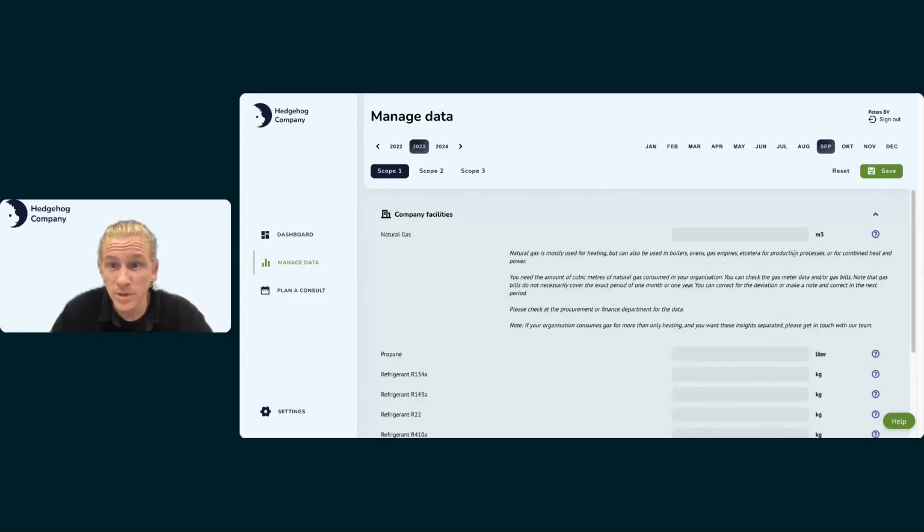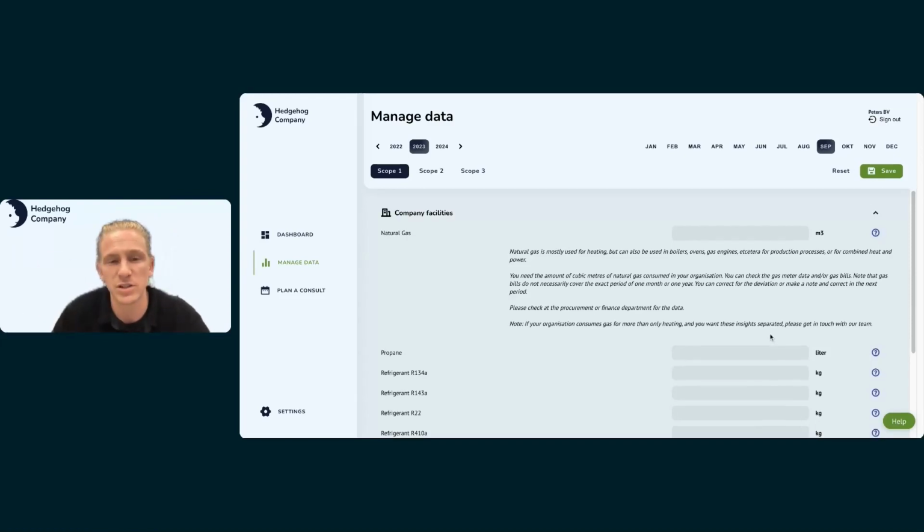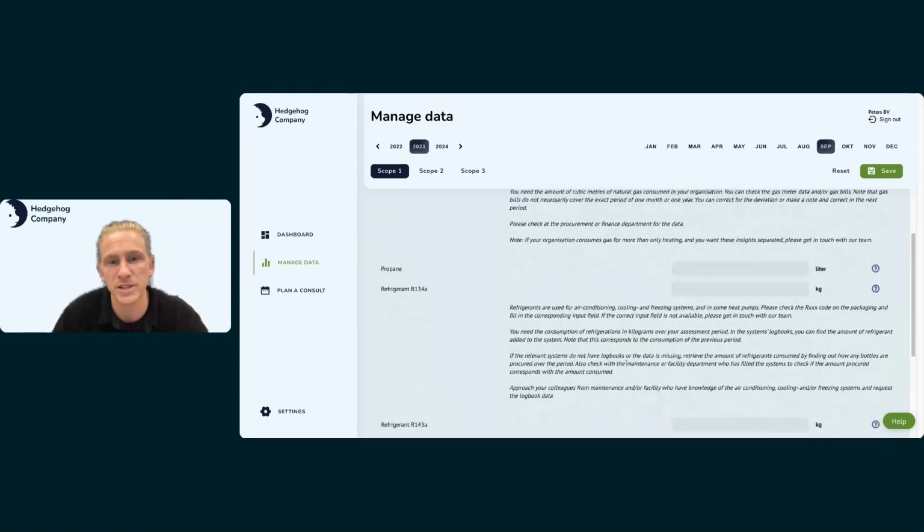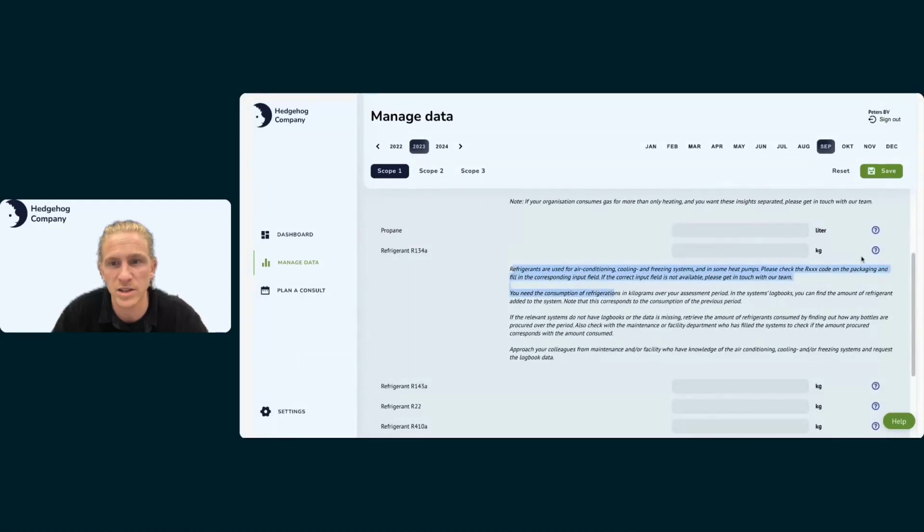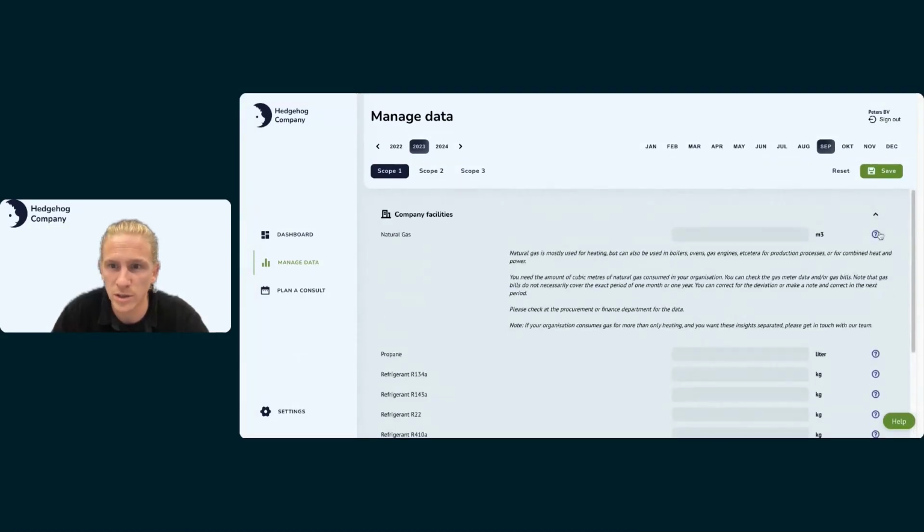Additionally, there is some information listed in the question marks. This information is a bit on what is the emission source that you're looking at. There are some tips on where you can find this information, at what department, and where the emission reference is coming from. So any additional information is listed under the question marks on the right side.